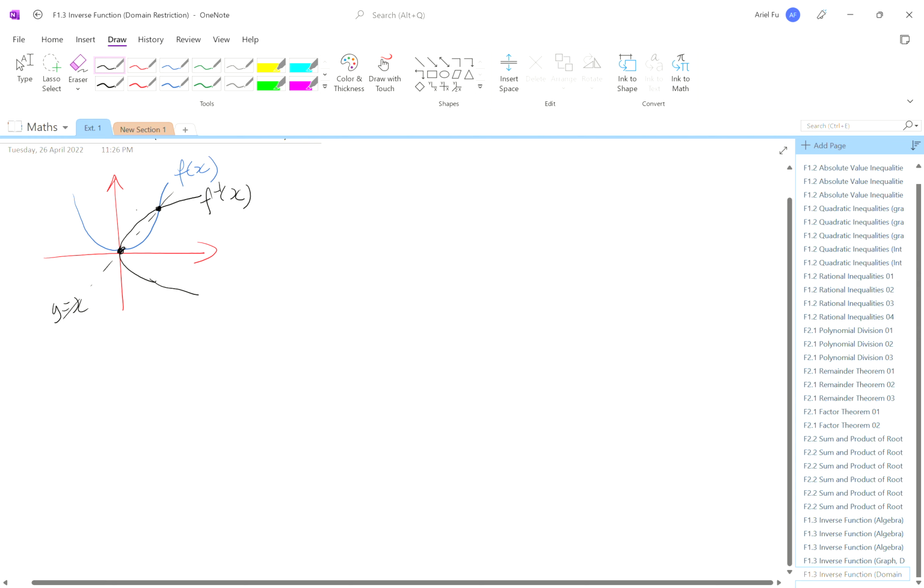Now, as soon as that is done, I can see that f inverse of x, in this particular case, if I draw a vertical line, it's going to cross at 2 points. That means f inverse of x is not a function because it does not pass the vertical line test.